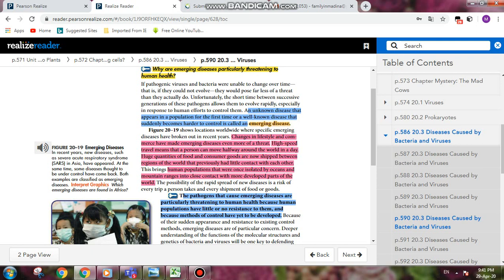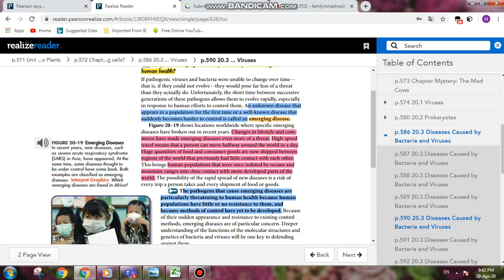Okay, because in the past human populations were once isolated by oceans and mountains, now there is no isolation between the world population. We all live like in one small country or one small valley. We can easily move between countries very speedily, with airplanes or even with ships. Goods or food shipped from one place to another allow these emerging and new diseases to be threatening to the population.